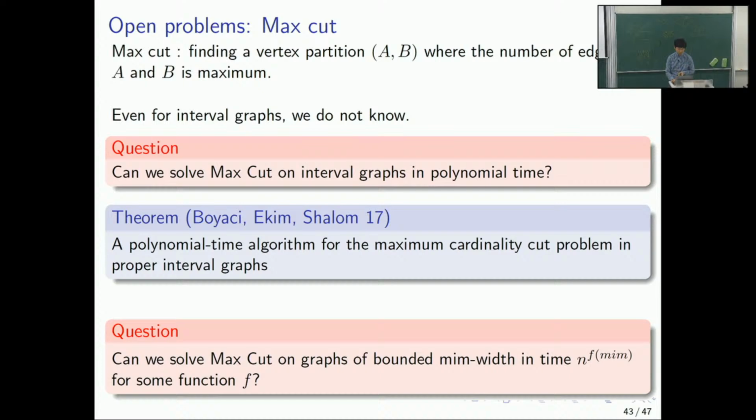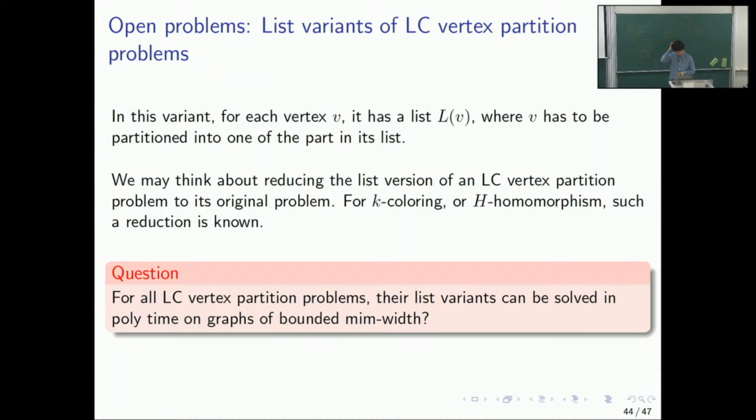Another possible problem is the list variant of the locally checkable partition problem, because for the partition problem you can naturally think about the list variant, like list coloring, list edge coloring. For each vertex you have a list that you have to choose from.